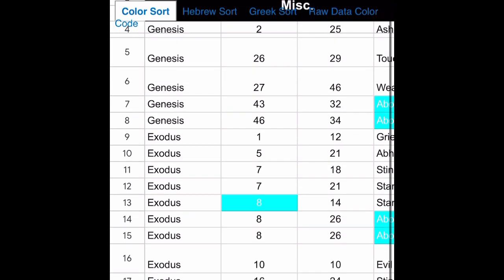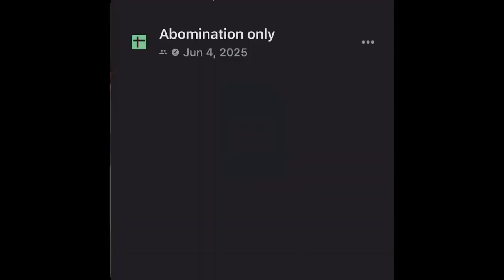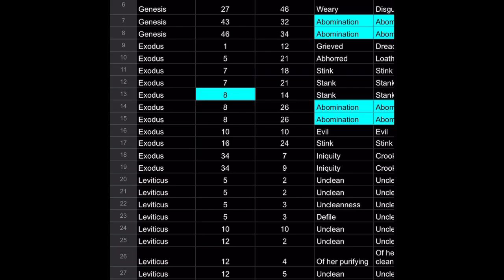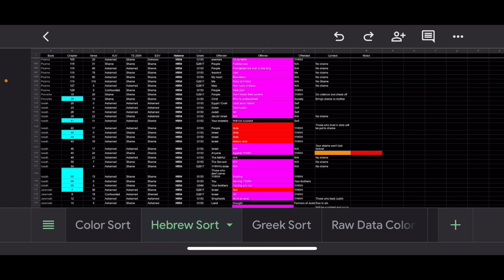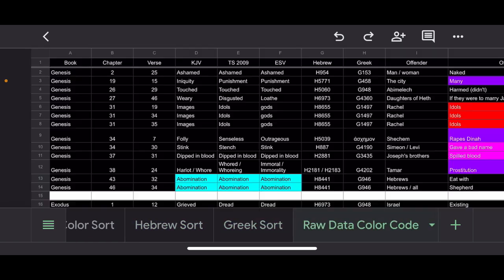However, if you happen to download the Google Sheets app, which I highly recommend doing, it's free. It'll open up into a spreadsheet format through Google Sheets. You'll find, and I've rotated this spreadsheet just a little bit so that hopefully you guys have a bigger screen here, that there are a few different sheets in this spreadsheet. There's a color sort, a Hebrew sort, a Greek sort, and a raw data color code.